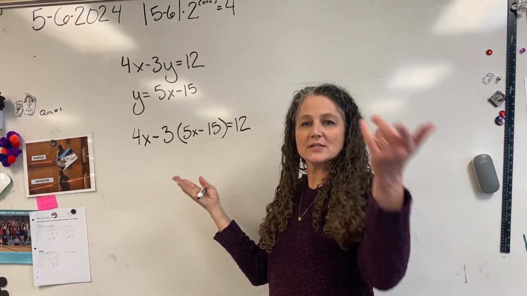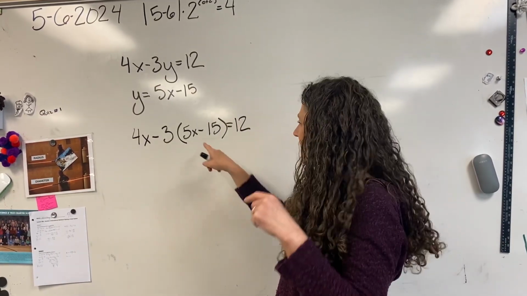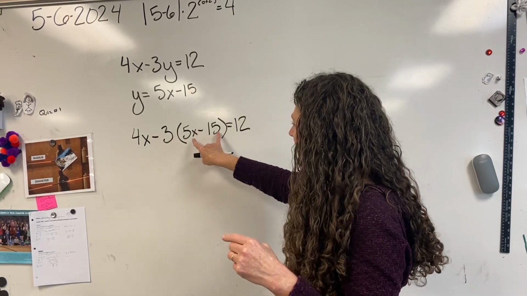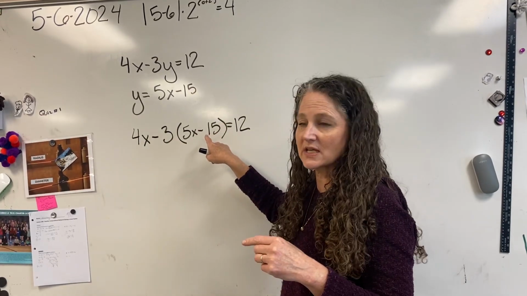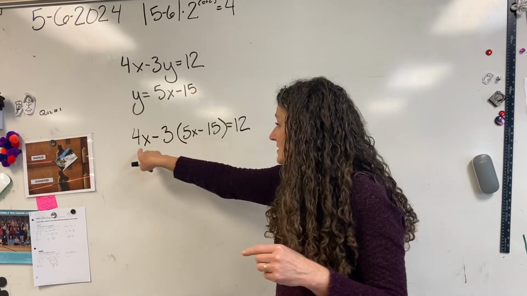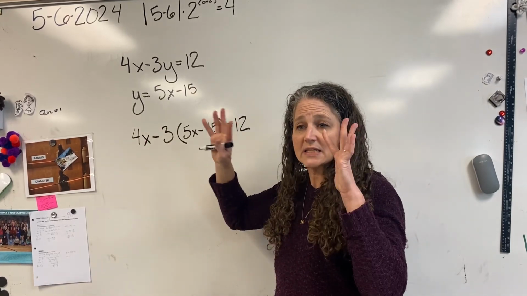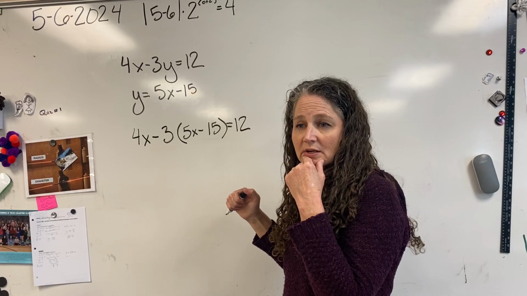How do I make those parentheses go away, Ellie? Divide? But I don't want to be dividing by 5x minus 15. I definitely don't want to be dividing by 3, because then I have to divide the 4 by 3. It gets ugly. So Jaden, how am I going to deal with this?